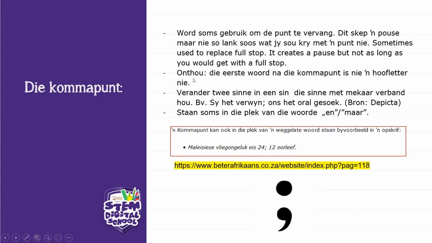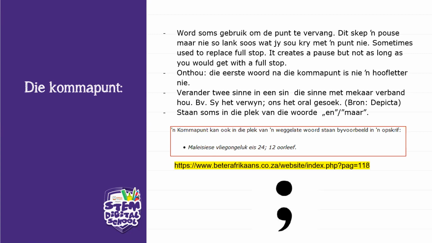Then remember, onthou, die eerste woord na die komma punt is nie 'n hoofletter nie. So this is the difference. If I use a full stop, the next word after the full stop will start with a capital letter. But it's not the case with the comma punt. So it will be a comma punt, and then the next word will not be a capital letter, unless, for instance, it is a name, or it is required to have a capital letter, such as a name.